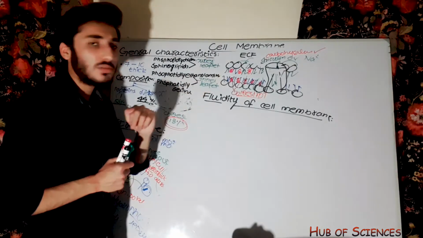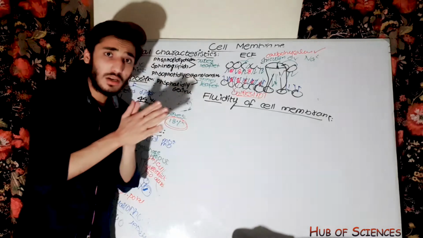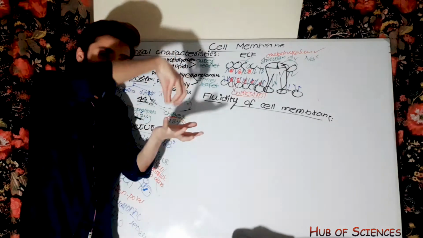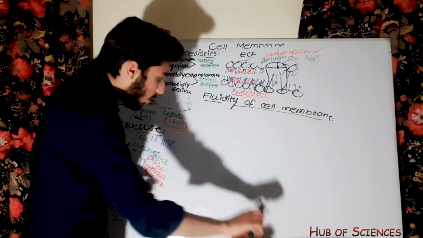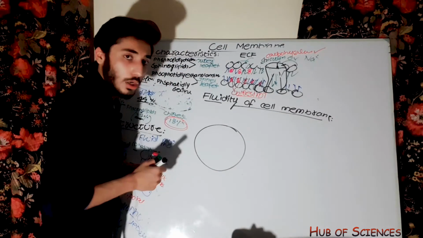What is the function of these cholesterol molecules? They are important in maintaining the fluidity of the cell membrane. The cell membrane is not a rigid structure. If it were rigid, then no substance could enter or leave the cell. We know that on a regular basis many substances enter into or go outside the cell.